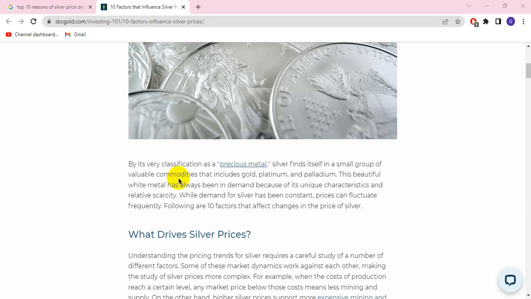By its very clear classification as a precious metal, silver finds itself in a small group of valuable commodities that includes gold, platinum and palladium. This beautiful white metal has always been in demand because of its unique characteristics and relative scarcity. While demand for silver has been constant, prices can fluctuate frequently. Following are the 10 factors that affect changes in the price of silver.